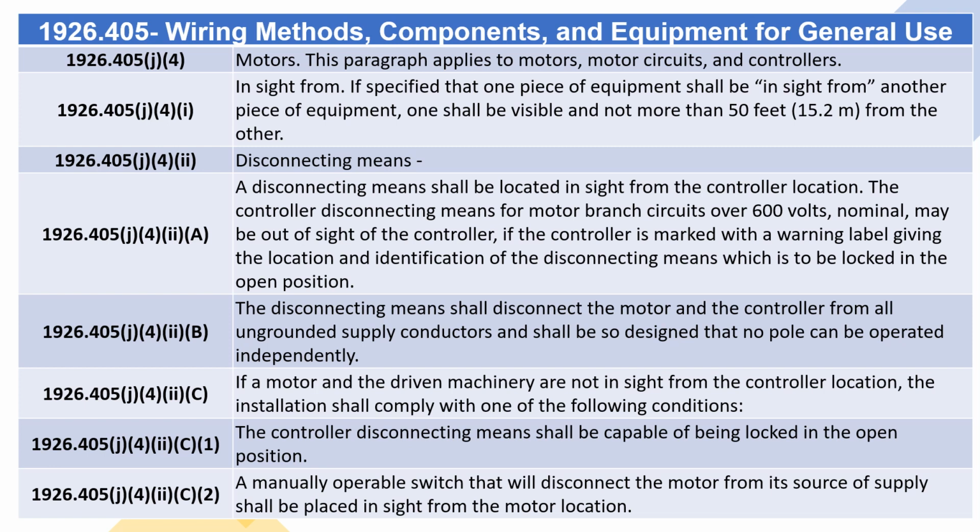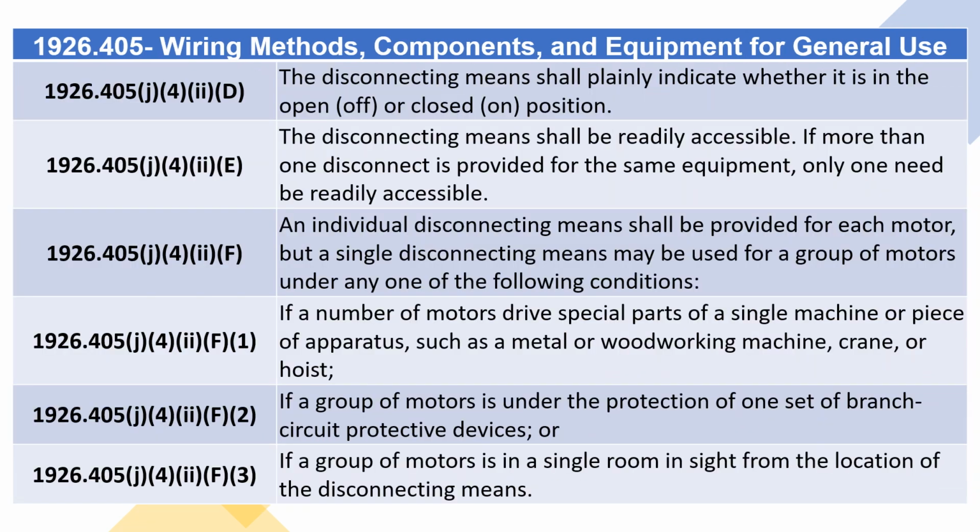1926.405 J4 2C. A manually operable switch that will disconnect the motor from its source of supply shall be placed in sight from the motor location. 1926.405 J4 2D. The disconnecting means shall plainly indicate whether it is in the open (off) or closed (on) position. 1926.405 J4 2E. The disconnecting means shall be readily accessible. If more than one disconnect is provided for the same equipment, only one need be readily accessible.